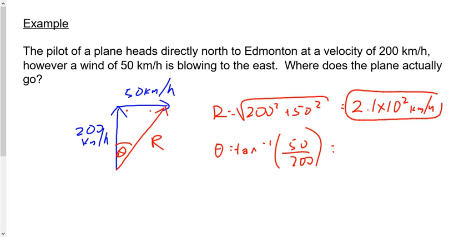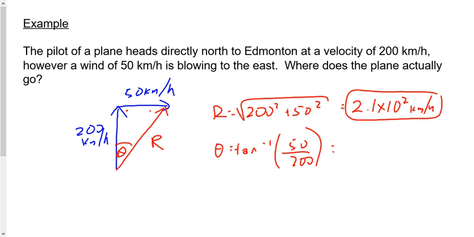So look, I'm aiming at 200 kilometers per hour, but I end up going a little bit faster, right? Because of the wind. Now, the wind's not a tailwind. If the wind was a tailwind, I'd end up going at 250 kilometers per hour. Or if it's a headwind, I'd end up going at 150 kilometers per hour, right? It's off to the side, which makes me go a little bit faster, but also takes me off in another direction. What is that value of theta?